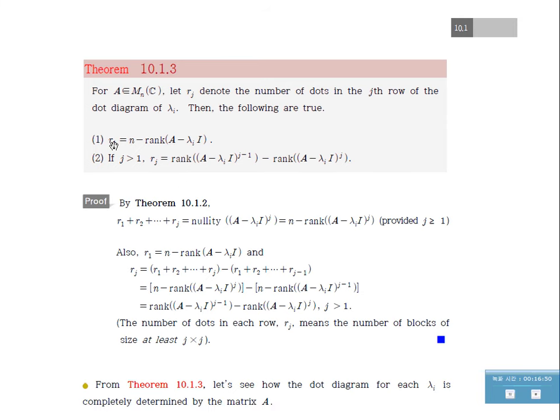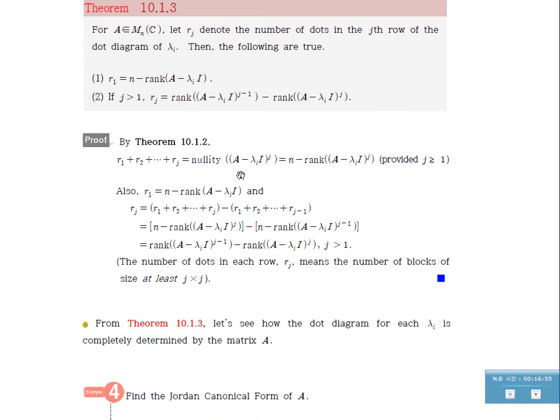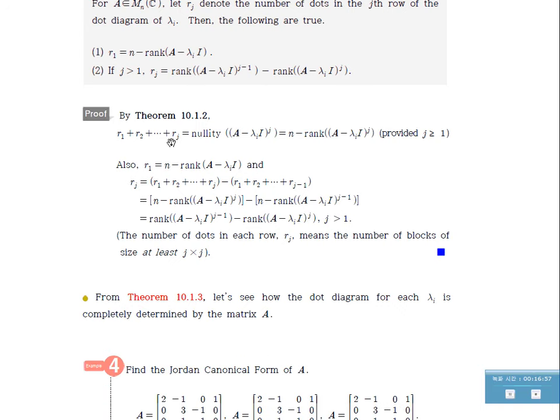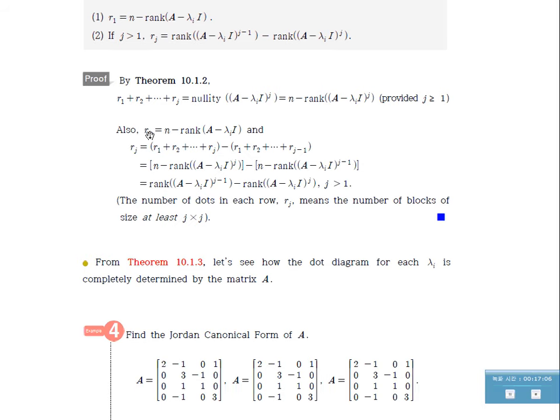So find R1 and then R2, R3, and R4 until it is non-negative. Then the addition of these ri's is the same as n minus the rank of this, which is the same as the algebraic multiplicity of lambda i as an eigenvalue of A. Then R1 is this, R2 is this minus this, which gives us this. So this is the theorem. The number of dots in each row rj means the number of blocks of size at least j by j.